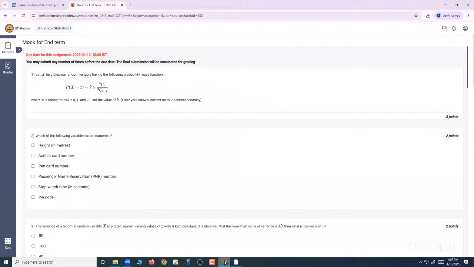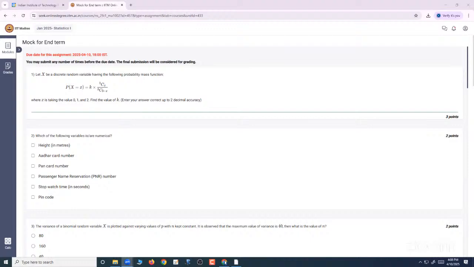The second question states: which of the following variables is or are numerical? So we have options like height, Aadhaar card number, PAN card number, passenger name, reservation number, stopwatch time, and PIN code. Can you tell me what you mean by a numerical variable? Which can be added and subtracted. We can apply mathematical formula.